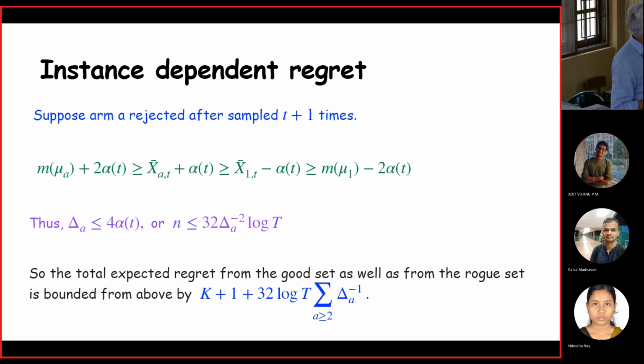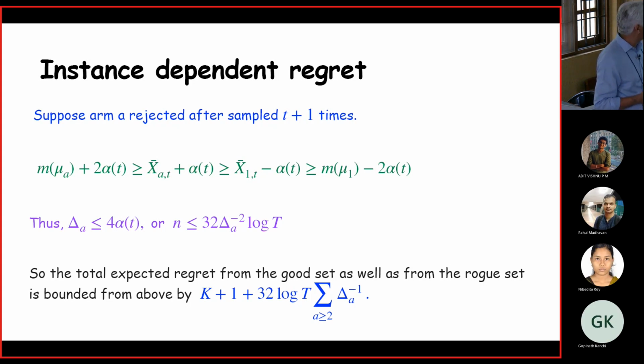Suppose arm a is rejected. To get an idea of what the regret looks like, how many times did we sample a suboptimal arm? Suppose arm a was rejected after t plus 1 samples. That means at time t it was not rejected. That means mu a plus 2 alpha t, which on a good set is greater than or equal to x bar at plus alpha t. And since this arm was not rejected at time t, this was greater than or equal to x bar 1t minus alpha t. Otherwise, it would have been rejected. And this is again greater than or equal to mu 1 minus 2 alpha t. So this mu 1 minus mu a, I'm calling it delta a. So delta a is less than 4 alpha t.